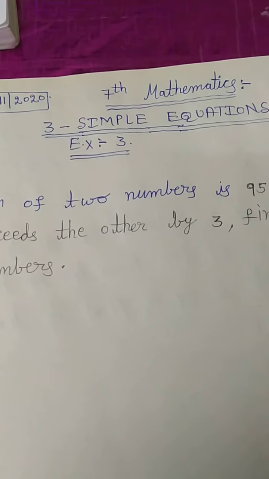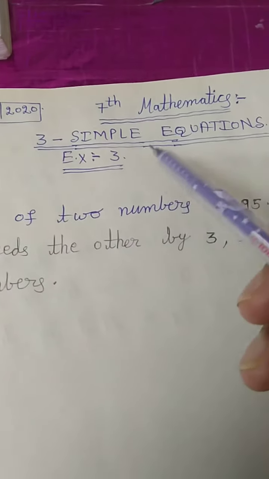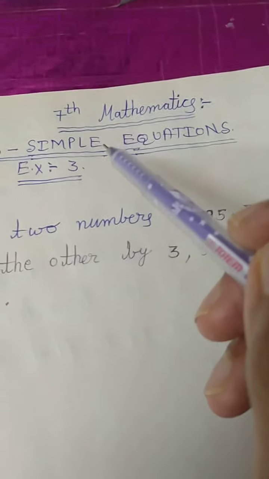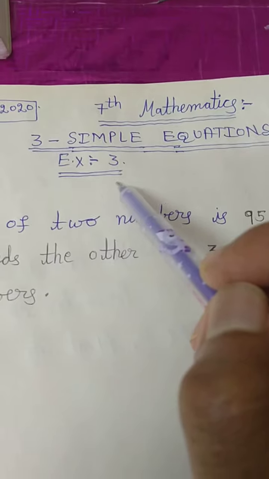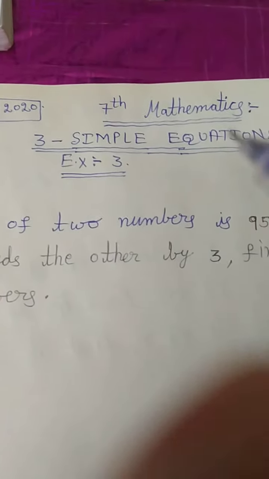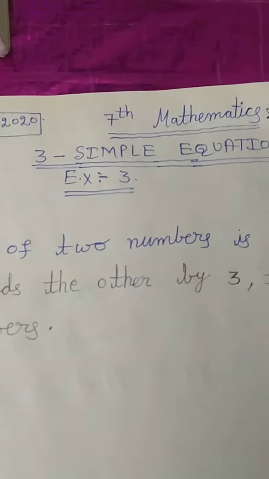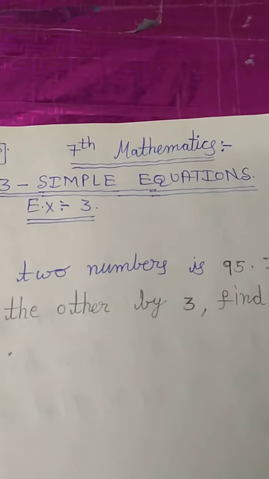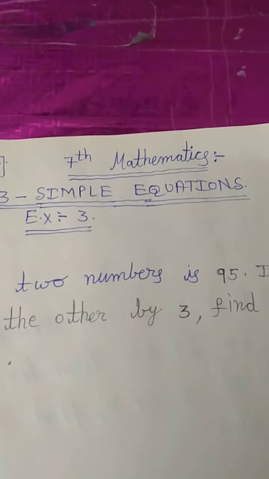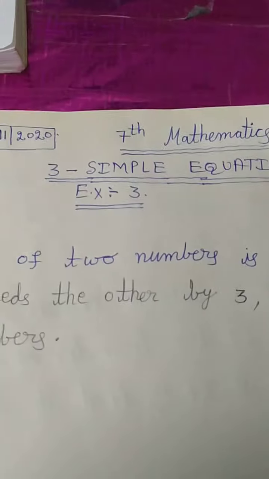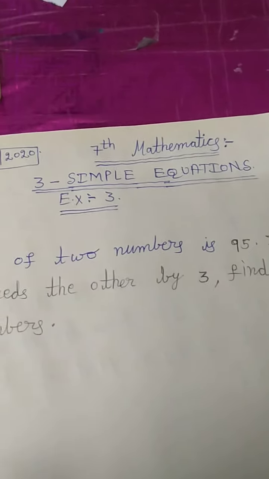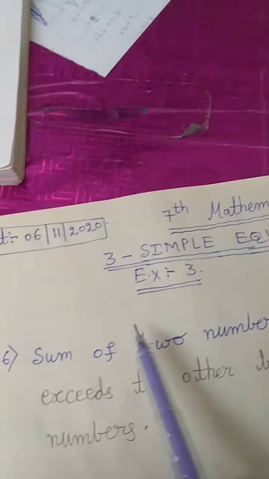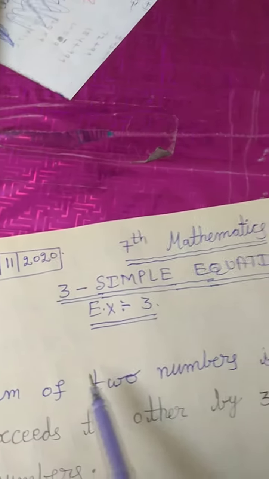So, we are discussing the simple equations chapter, children. In the simple equations chapter, we are discussing exercise 3. Simple equations, the name itself says it: they will be very easy equations, just finding x and everything. So we are discussing exercise 3, children.